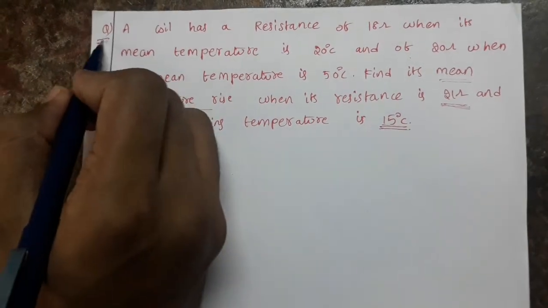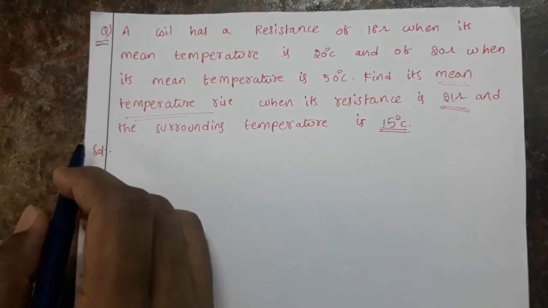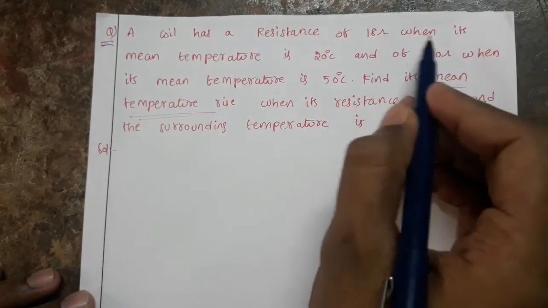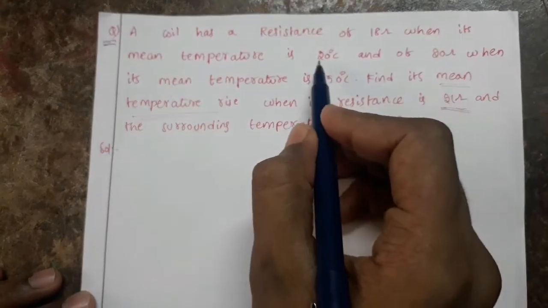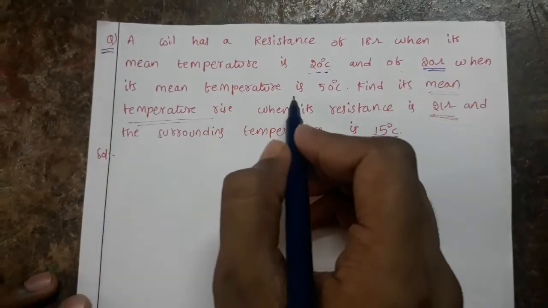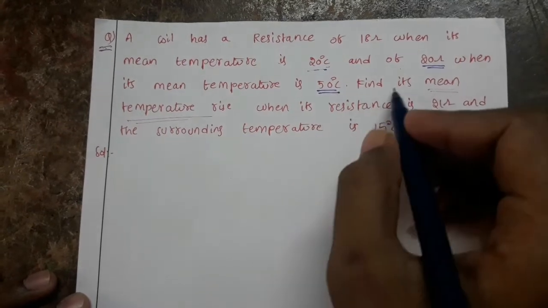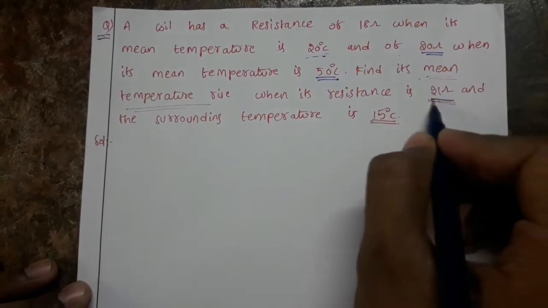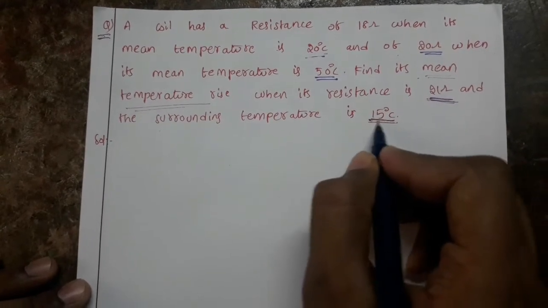Friends, this question I have given you in the group. Please follow that and check the answer once. A coil has a resistance of 18 ohms when its mean temperature is 20 degrees centigrade and of 20 ohms when its mean temperature is 50 degrees centigrade. Find its mean temperature rise when its resistance is 21 ohms and the surrounding temperature is 15 degrees centigrade.